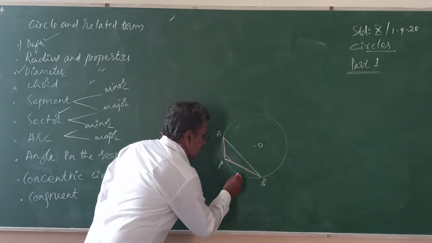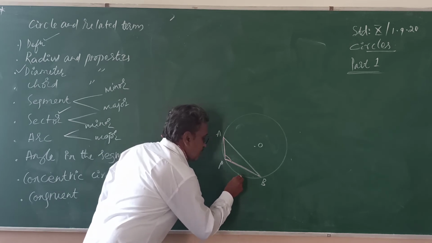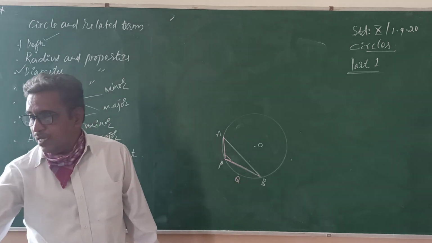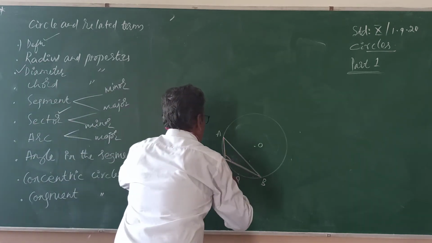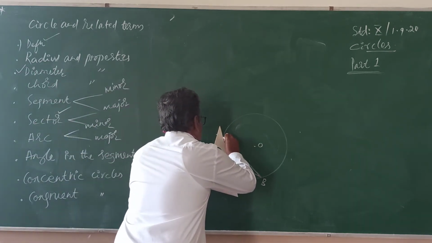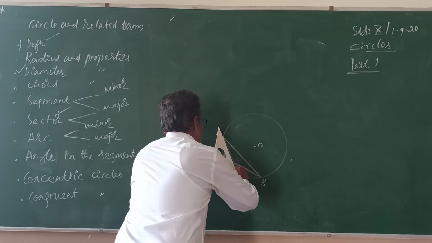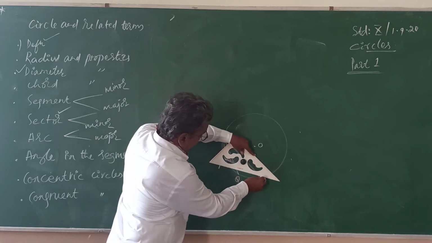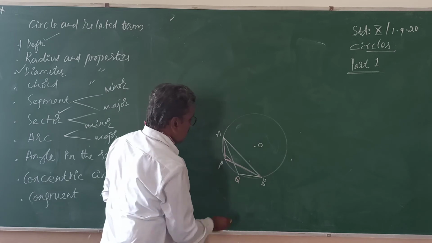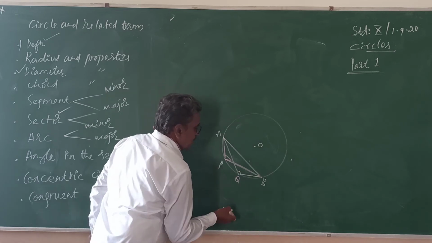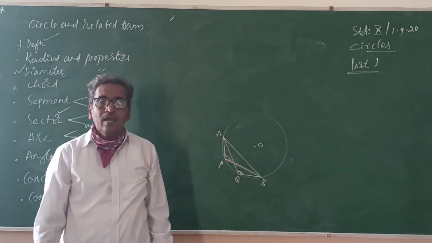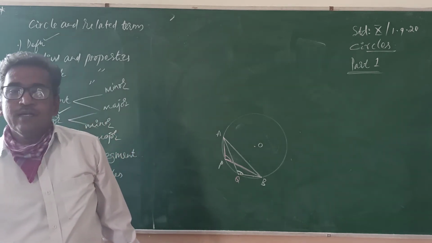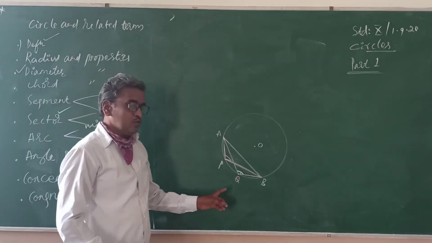Another example, another angle I want to draw. Q is a point on the same segment. Joining AQ and BQ. So what can we tell about it? Here also an obtuse angle is formed. It means the angle in the minor segment is obtuse.